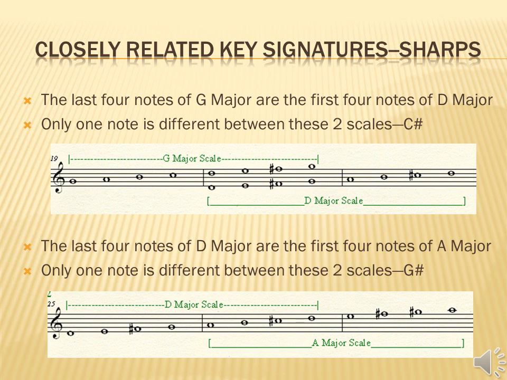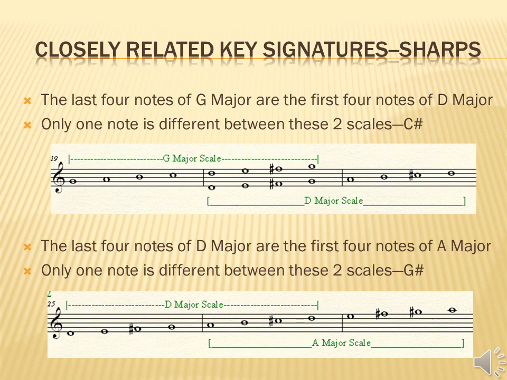Let's look at the G major scale and the D major scale. Here's the G major scale. And here's the D major scale. The last four notes of the G major scale are the first four notes of the D major scale. Only one note is different between these two scales, and that's C sharp.